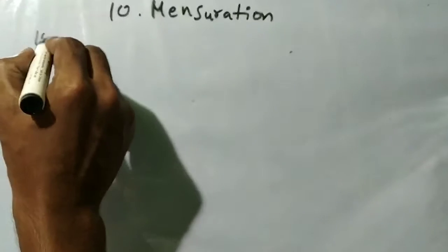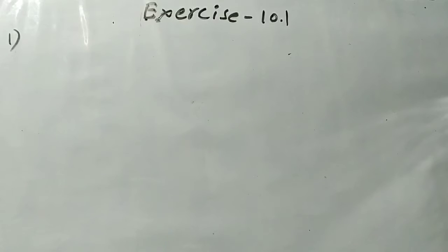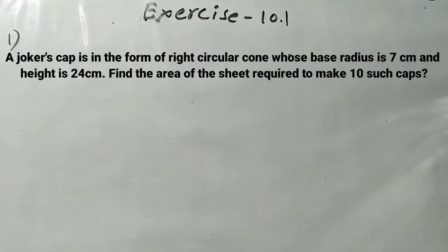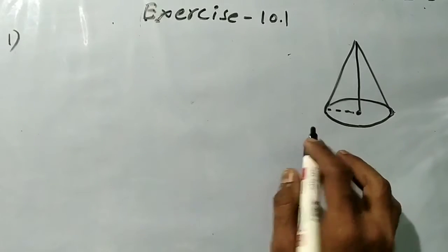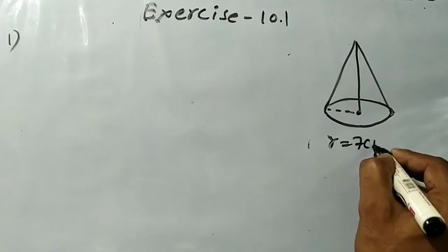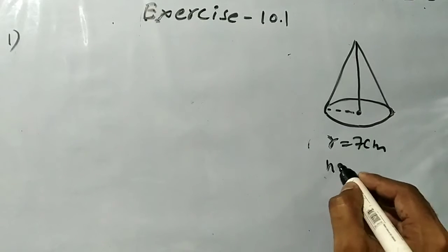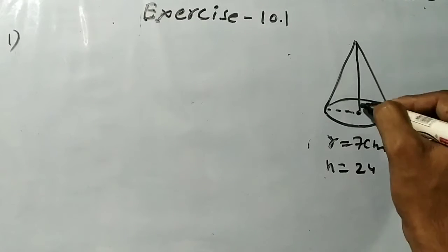In the 10.1 exercise of the mensuration chapter, the first question is: a joker's cap is in the form of a right circular cone whose base radius is 7 centimeters and height is 24 centimeters. Find the area of the sheet required to make 10 such caps. So they have given the base radius, that is, r is equal to 7 centimeters, and height is equal to 24. This is the height.